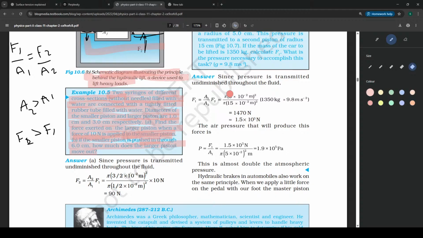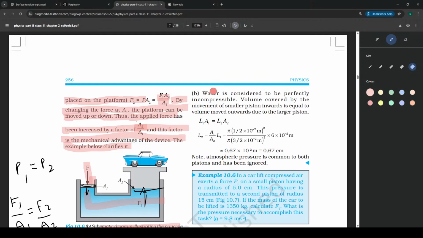So when we equate F1 by A1 equals F2 by A2, we know the area of the second syringe, we know the area of the first syringe, and the force applied on the first syringe, so we can find out the only unknown, that is F2, the force on the second syringe. Since pressure is transmitted undiminished to the fluid, F2 equals F1 times A2 by A1, and we will get it as 90 newtons, a 9 times increase in force.